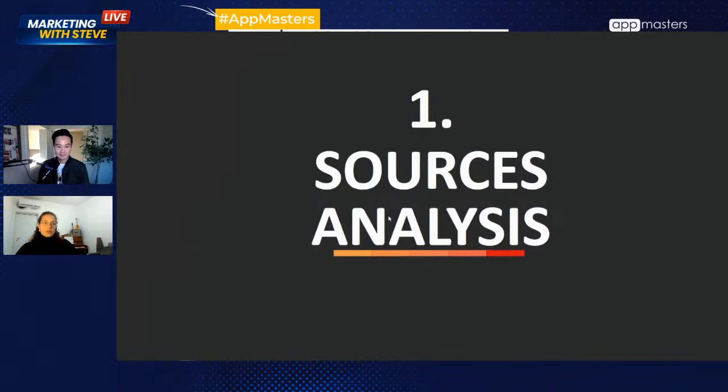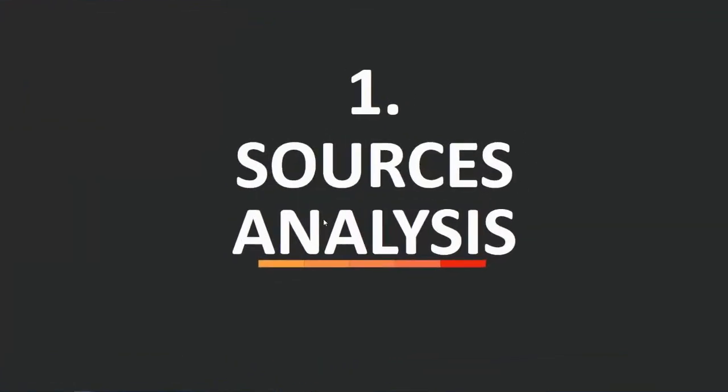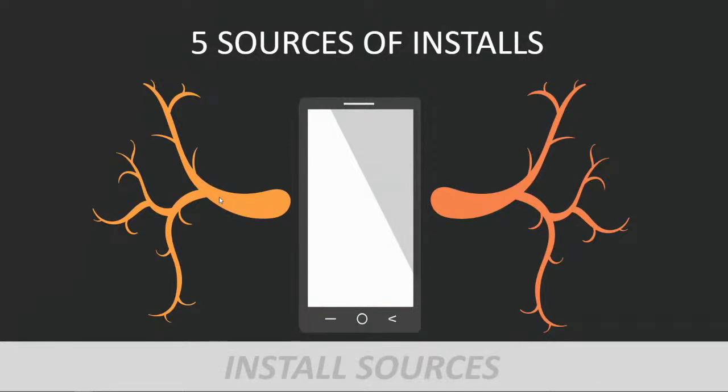Okay, so let's begin with sources analysis. I divide the install sources into 5, well, we can say 8, but let's begin. The first one obviously is search. I don't think I need to explain what search is, but search as a type is organic install, not as a source that we see. We will talk about it. Second one is browse or explore.